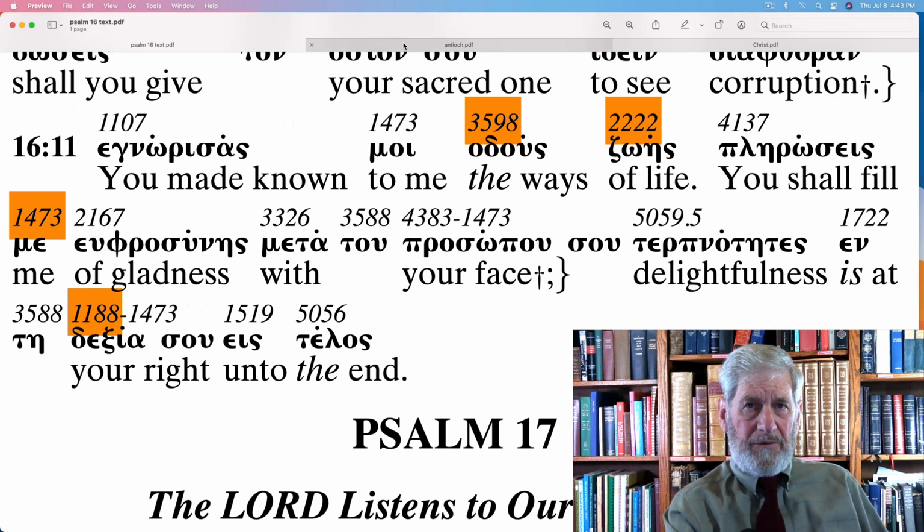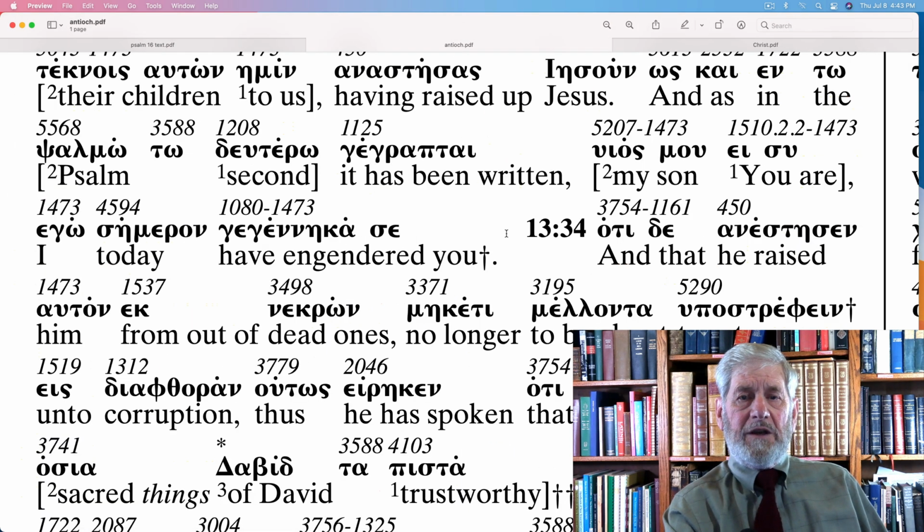Now, the first one here is in Acts 13:35, and Paul is at Antioch of Pisidia. I believe that's in Asia Minor. And he mentions here, and as in the second psalm, he's talking to the people there, the Jews at a synagogue, and he's trying to explain to them the things of Christ.